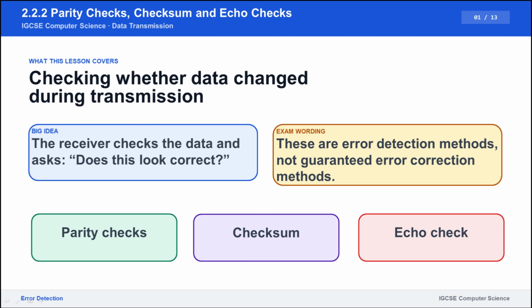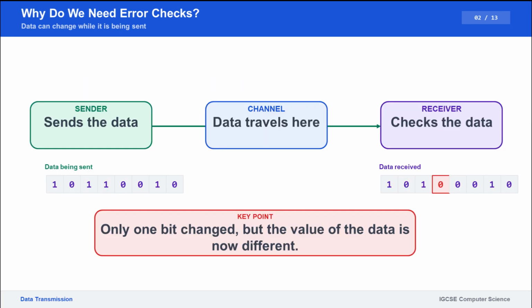In this lesson, we are learning three error detection methods: parity checks, checksum, and echo checks. These methods help a computer check whether data may have changed during transmission. They do not usually fix the error by themselves. Their job is to detect that something may be wrong. We will start with parity checks because they are a common exam topic.